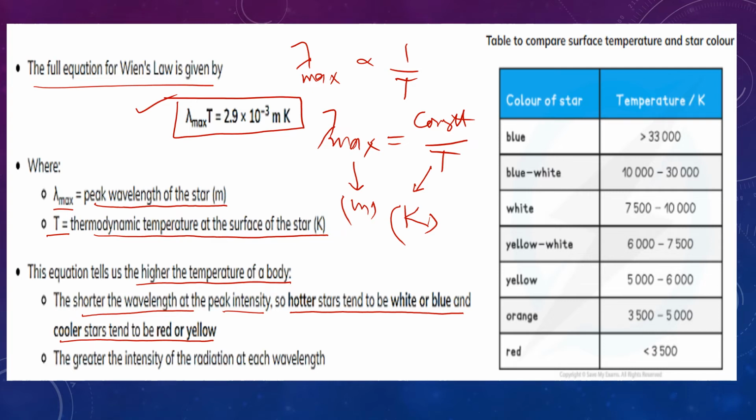So let's look here. Color of the star. If the star is blue, it means its temperature would be greater than 33,000 Kelvin. If it is white or blue, it means 10,000 to 30,000. For white, it is 7,500 to 10,000. Yellow white, 6,000 to 7,500. For yellow, 5,000 to 6,000. Orange, 3,500 to 5,000. And for red, it is less than 3,500.